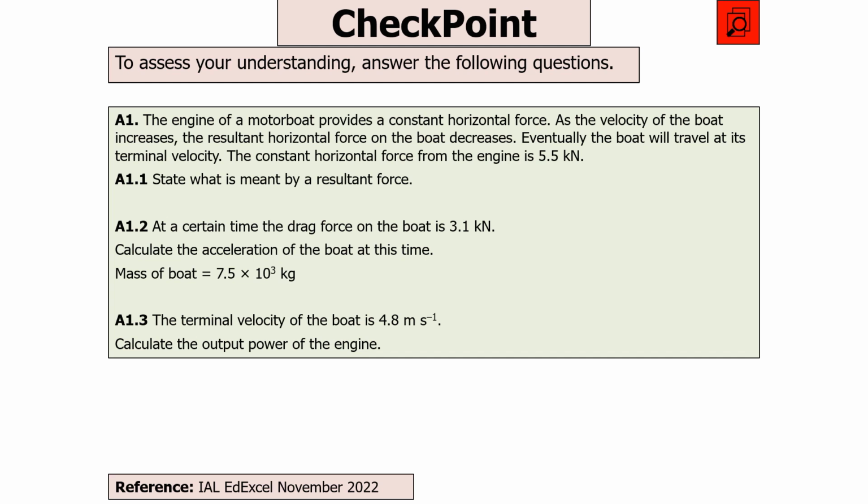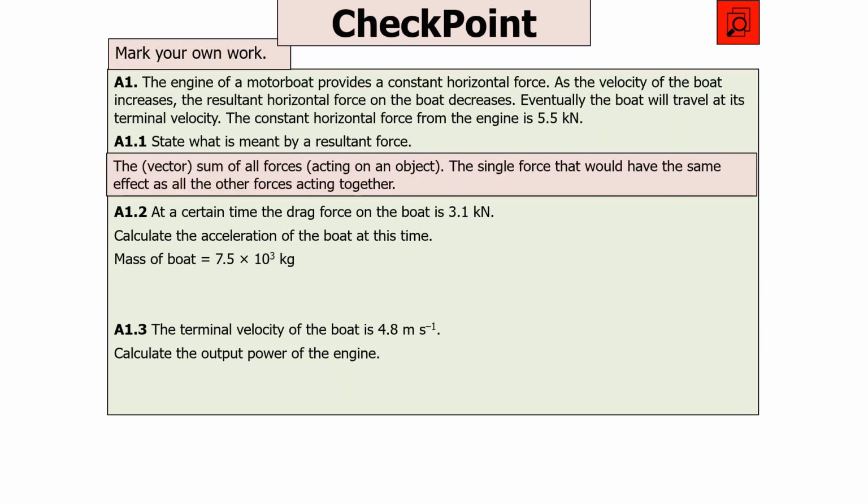The mass of the boat is 7.5 times 10 to the 3 kilograms. Then the terminal velocity of the boat is 4.8 meters per second. Calculate the output power of the engine. So pause the video now, then unpause the video when you want to go through your answer.